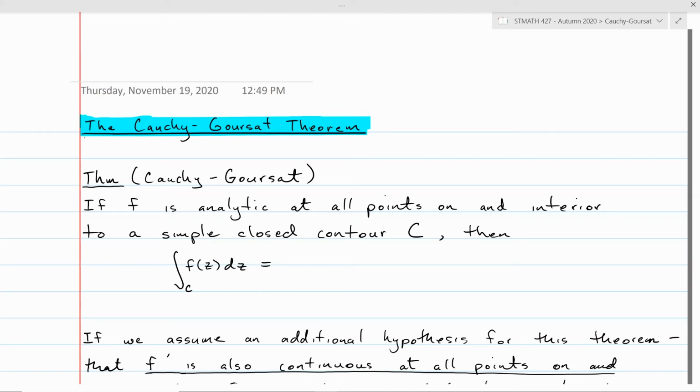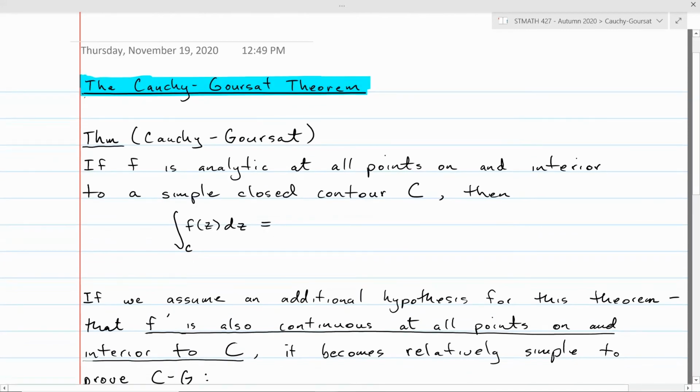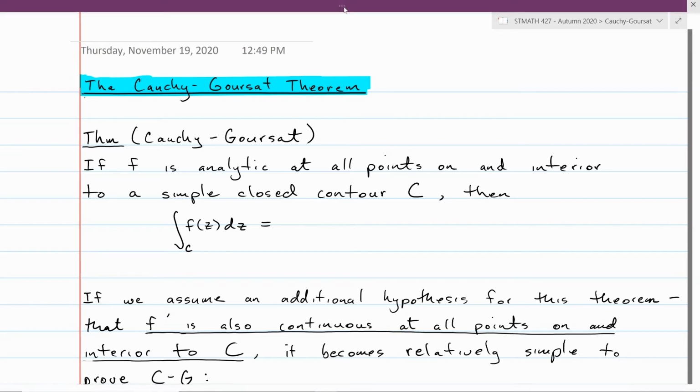Today we're going to talk about the Cauchy-Goursat Theorem. So what does the Cauchy-Goursat Theorem say? It says if you have a function that's analytic at all the points on and interior to a simple closed contour C, and the orientation is not specified here. It turns out it doesn't matter whether it's positive orientation or negative orientation. But if you have that set up for your function, then the contour integral around C of f of z dz works out to be 0.